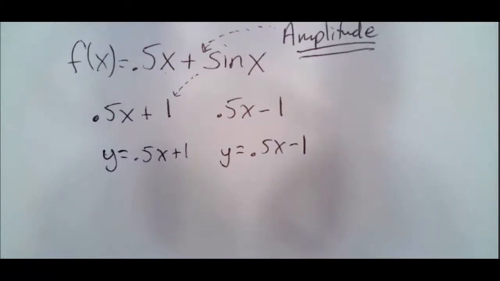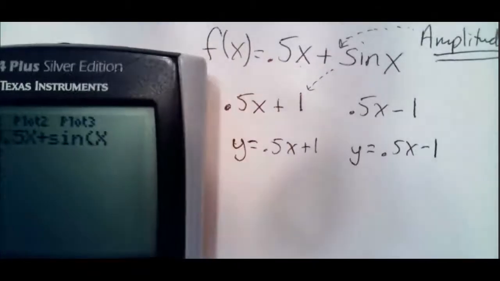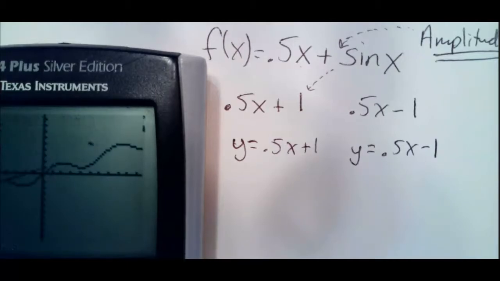Now let's go back to our calculator and try this out. I'm going to keep this equation in, and we're going to see if those lines actually do form. So this is y equals 0.5x plus 1, and then I'm going to come down and enter 0.5x minus 1. Graph.